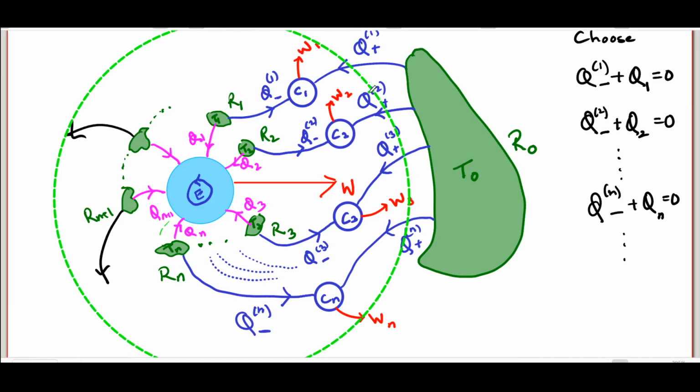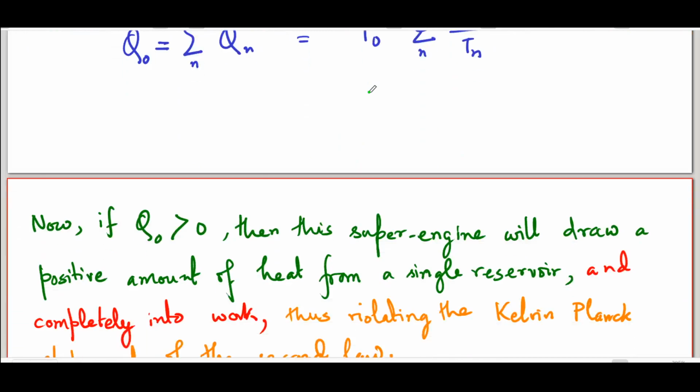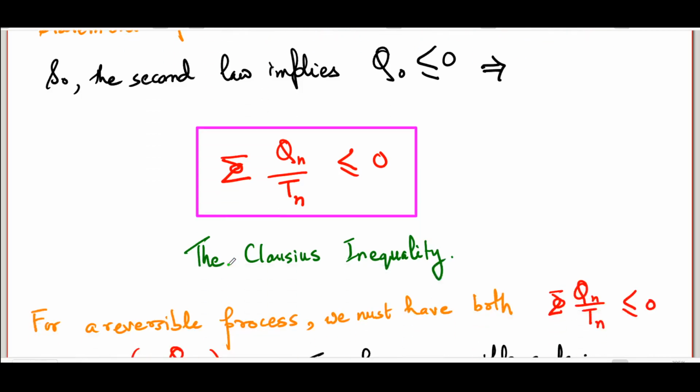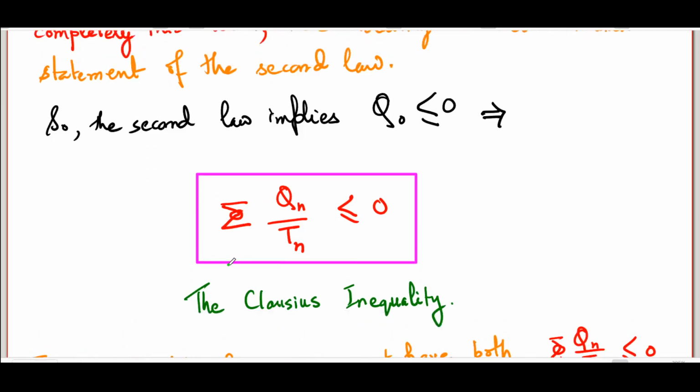In other words, Q0, the heat it draws, must be less than or equal to 0. And since Q0 is T0 times this sum, and T0 is a positive number, we end up with this very important inequality. The sum over Qn by Tn for any cyclic process whatsoever, again, the circle here signifies that we are talking of a cyclic process, must be less than or equal to 0. This is the famous Clausius inequality.